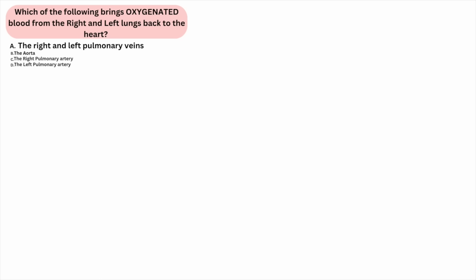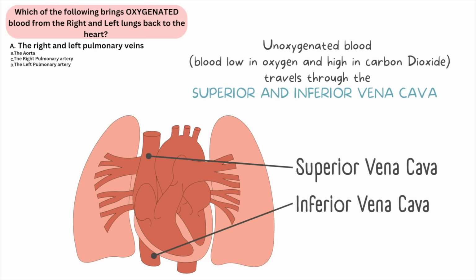First off, the terms deoxygenated or unoxygenated refer to blood that is low in oxygen and relatively high in carbon dioxide. This blood is coming from the body and moving towards the heart and lungs so that it can pick up oxygen and drop off CO2. Deoxygenated blood from the body enters the superior and inferior vena cava, and the superior and inferior vena cava open up into the right atrium.